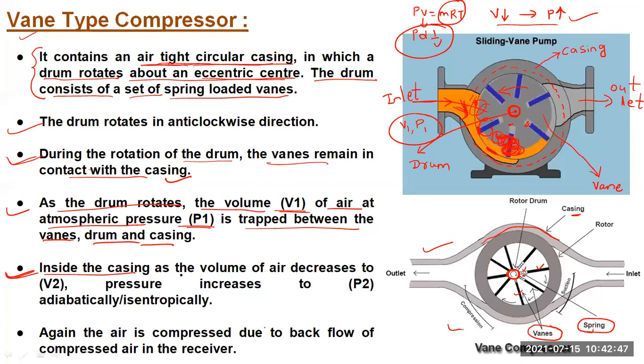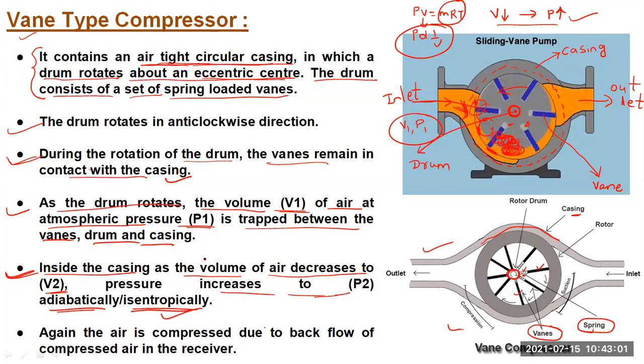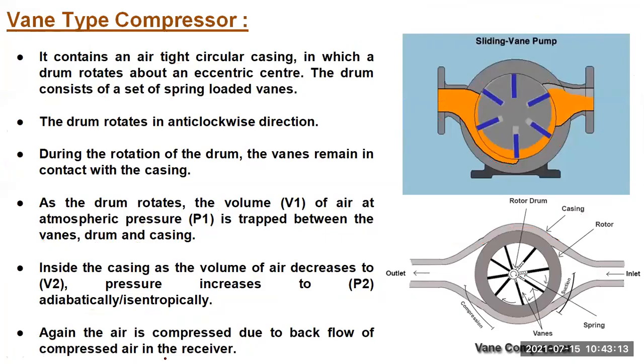Okay, so that's what I have written in this point. Inside the casing, as the volume of air decreases to V2, the pressure increases to P2 adiabatically or isentropically. So this compression will take place adiabatically and isentropically. And again, there will be one more compression. Again, the air is compressed due to backflow of compressed air in the receiver.